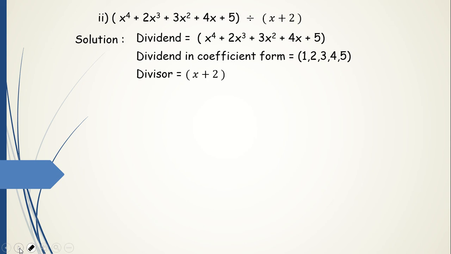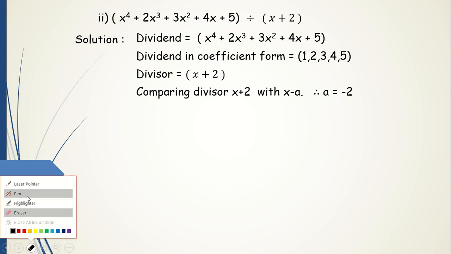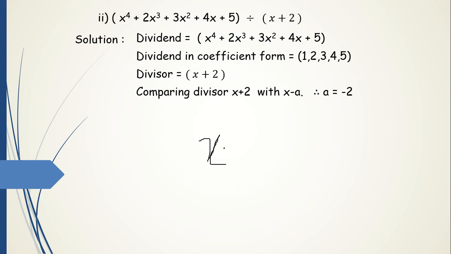Now we have to compare it with x minus a. So x plus 2, when we compare it with x minus a, x gets cut and minus a is equal to 2. That means a is equal to minus 2. You have to understand one thing: whatever the number is in the divisor, its opposite sign comes in a. So we are comparing x plus 2 with x minus a. X gets cut, minus a is equal to 2, therefore a is equal to minus 2.